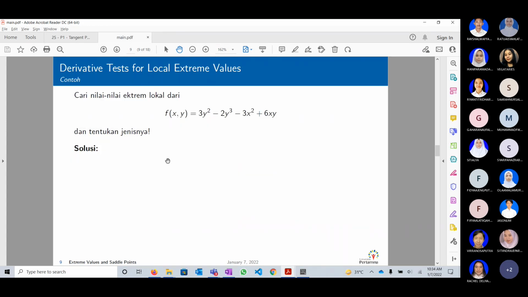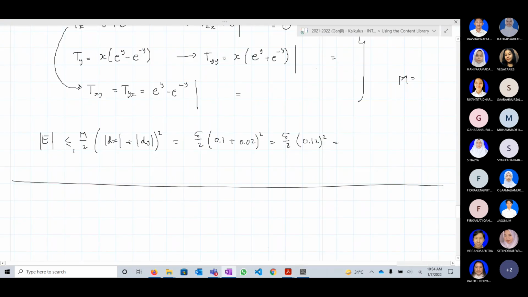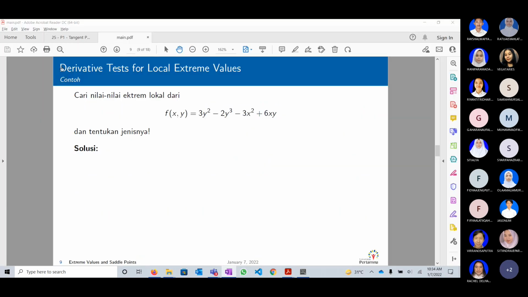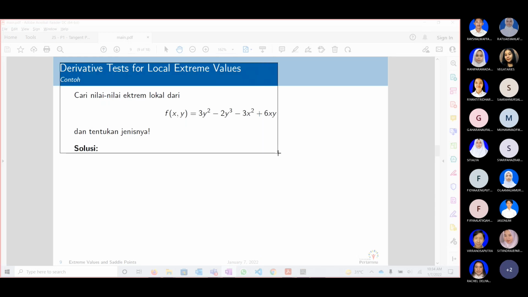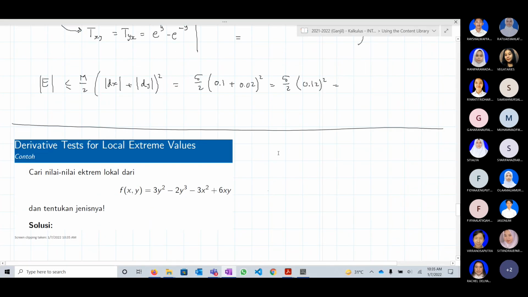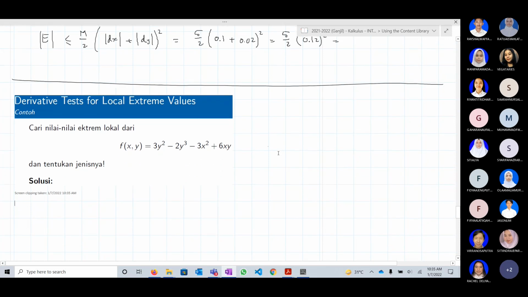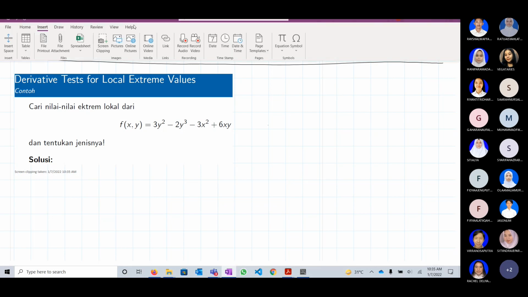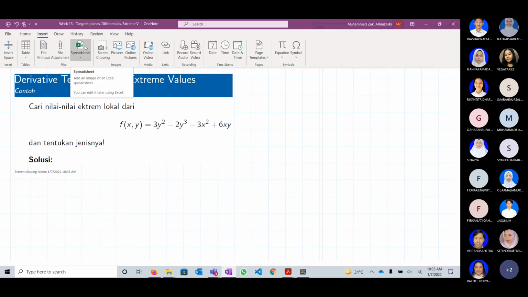Now, this example is still in Bahasa, but no problem. In this case, we are asked to find the local extreme values of this function, and we need to determine whether each is a local maximum, local minimum, or saddle point. In this case, we will use the second derivative test.